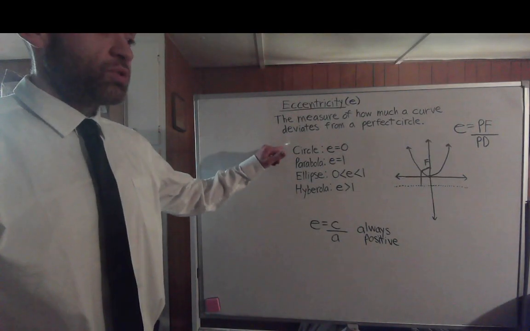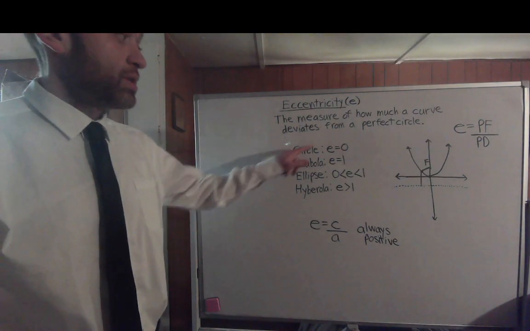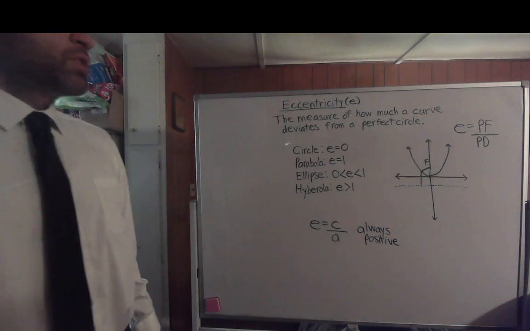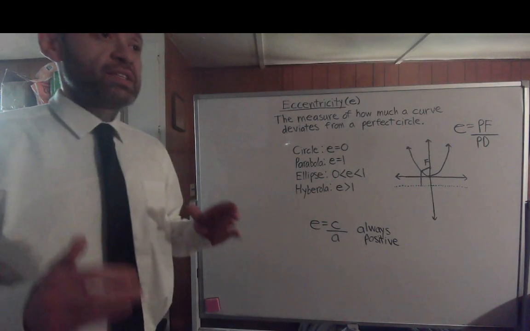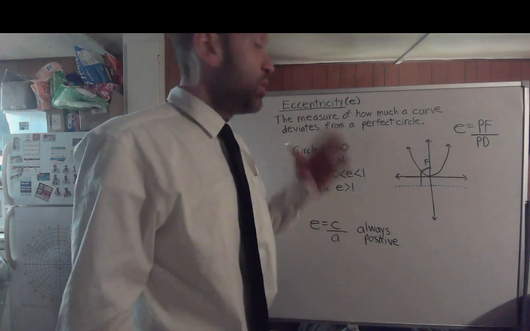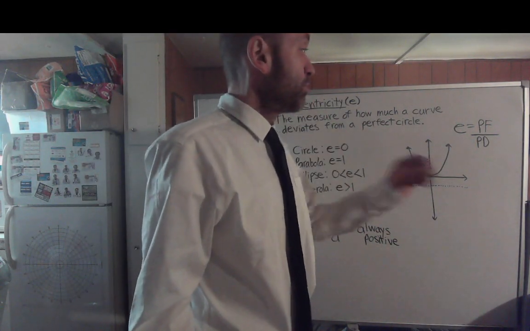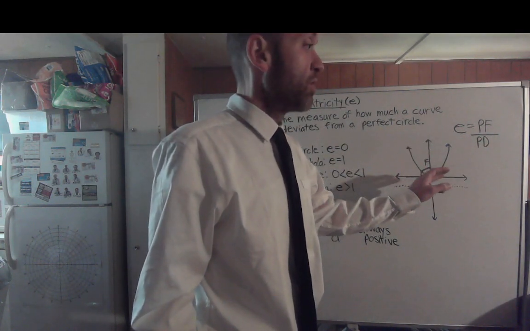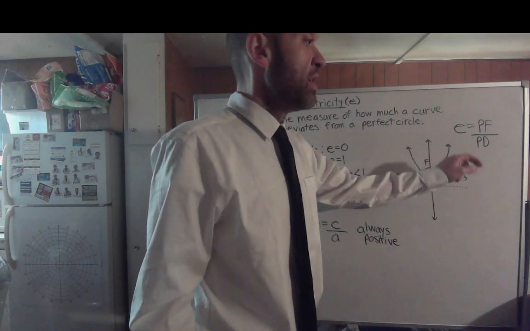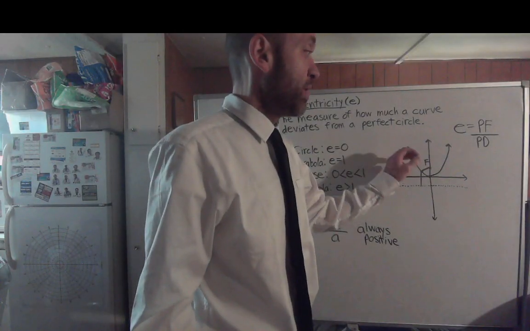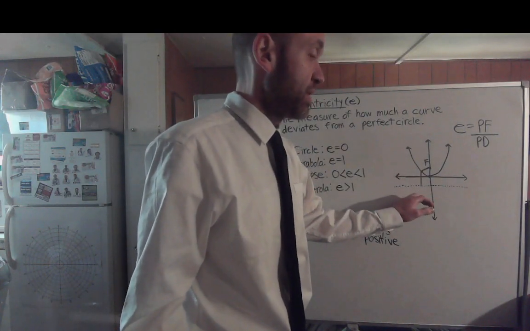So a circle is perfectly round. It's going to have no eccentricity. It'll be 0. So how do you find the eccentricity? Well, it's the ratio of the distance from any point on the curve to the focus, divided by the perpendicular distance from the point on the curve to the directrix.